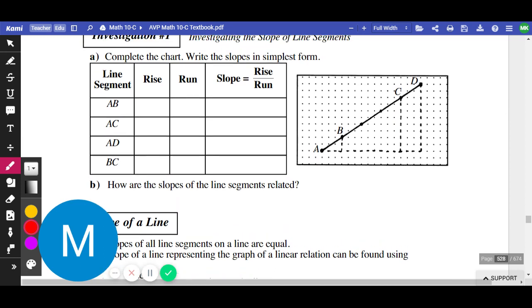We'll look at a couple of these. We won't do a lot of them. We'll do A to B, and then we'll do A to C. So, looking at this line, you want to calculate the slope from A to B. They've already kind of marked it out for you. So from A to B, it would be 1, 2, 3 for the run, and 1, 2 for the rise. Rise would be 2, run would be 3, slope would be 2 over 3.